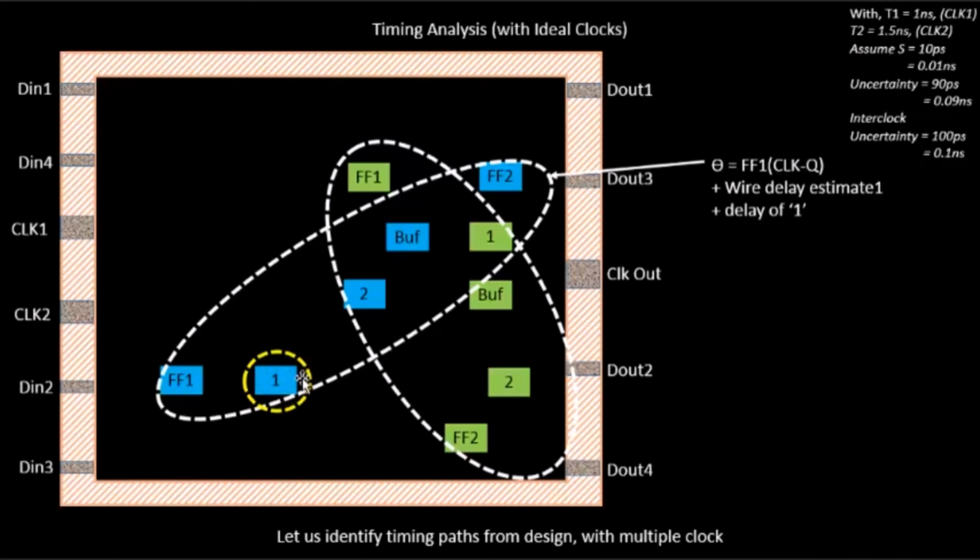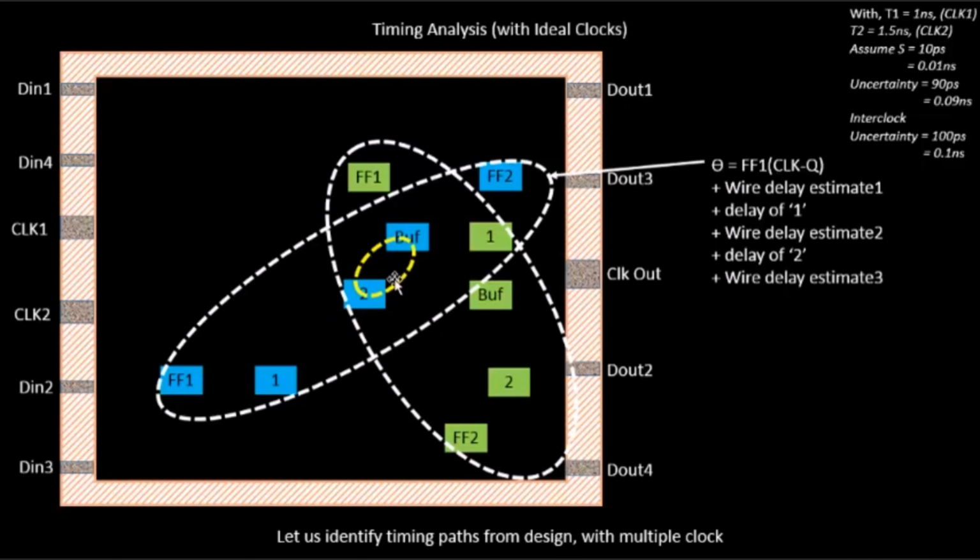The estimated wire delay between logic cell 1 and logic cell 2. Then the real delays of logic cell 2, the estimated wire delay between 2 and the buffer. Then we have this buffer delay, and finally we have this estimated wire delay. So this complete set of combinational delay should be less than 390 picoseconds or 0.39 nanosecond that we just derived.